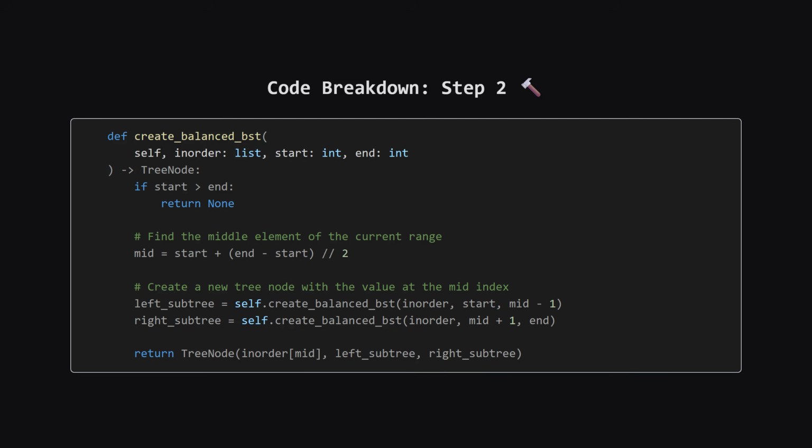Now for the rebuilding phase. We have our sorted list, and we want to build a tree from the range defined by start and end. First, we check if start is greater than end. That means we've run out of numbers, so we return nothing. If we have numbers, we calculate the midpoint. This middle number becomes our new root node. Why? Because it sits right in the center, balancing the tree. Then, we recursively call the function for the left side using the numbers before the middle, and for the right side using the numbers after the middle. Finally, we link them up and return the node.